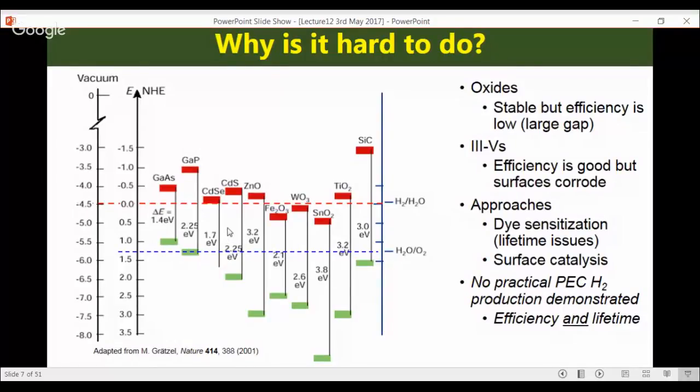Now, if I were to take cadmium selenide, it is possible to give both. Cadmium sulfide will give rise to both. Zinc oxide will give you both. Whereas Fe2O3, the hydrogen evolution is not possible, but oxygen evolution is possible. WO3 is also the same thing. SnO2 is also the same thing. Titanium dioxide can give rise to both, and silicon carbide can give rise to both.